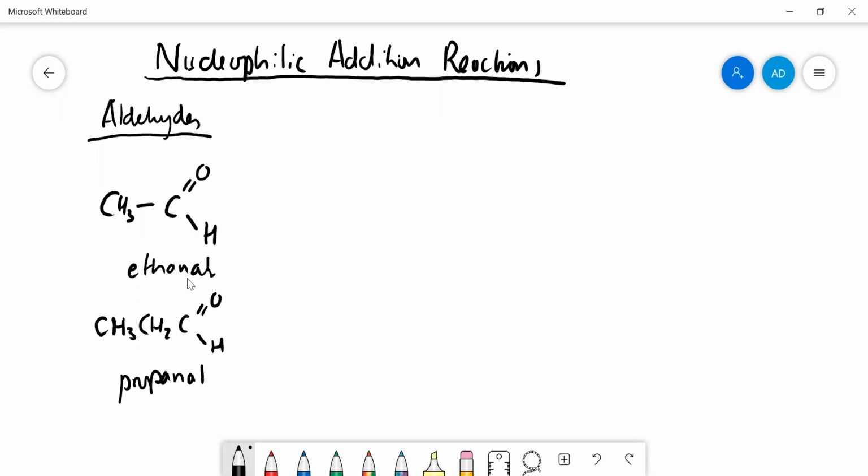If you look at ketones, the carbonyl's got to be in the middle of the chain. So the simplest ketone, you can't have one with just 2 carbons. The simplest ketone has got to be with 3 carbons. So that would be propanone. Again, we don't need any numbers there because if it was propan-1-one, it would be propanal. It can only go on carbon number 2.